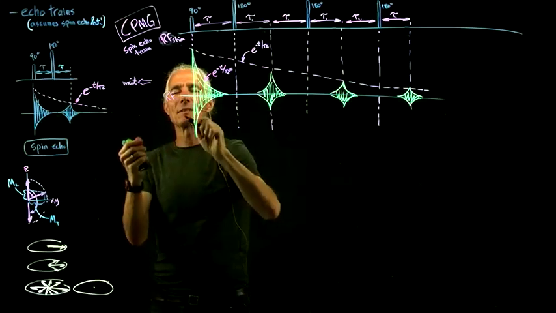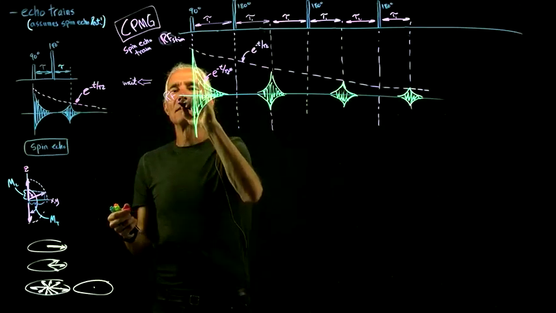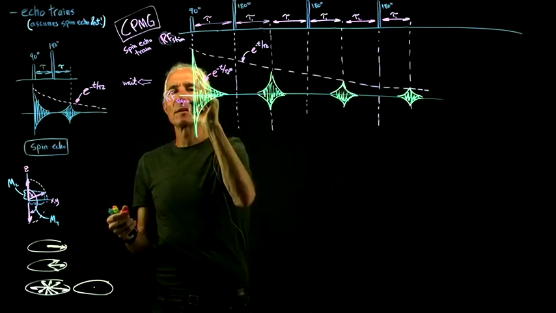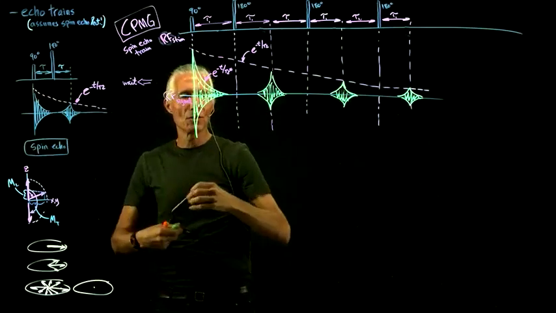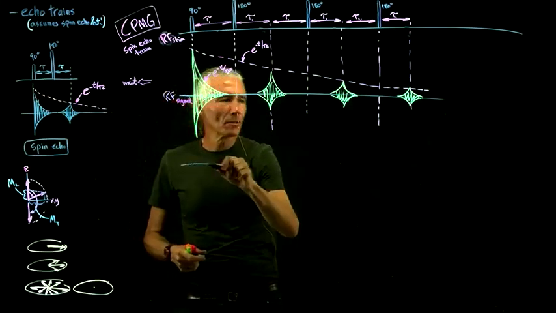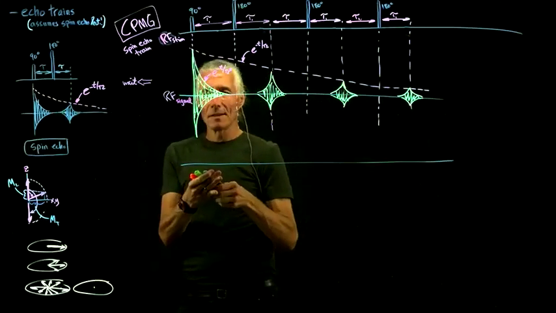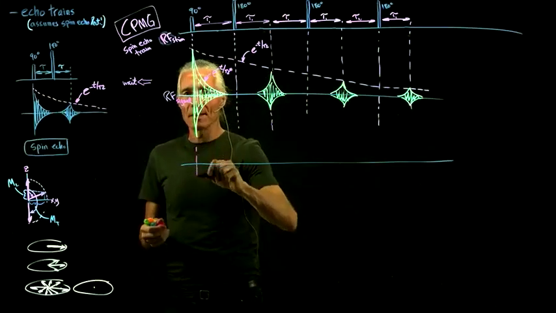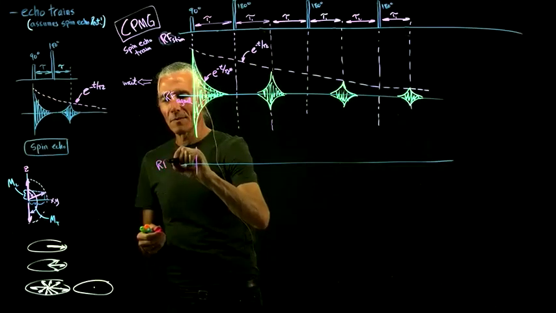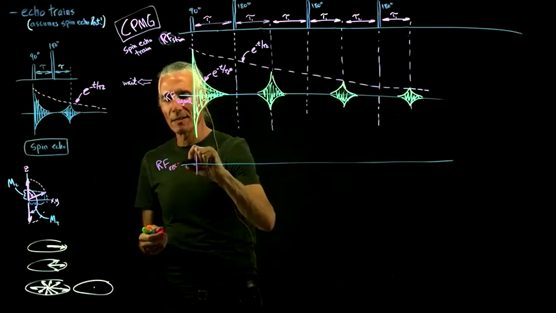You don't record the whole mess. So this is signal. What are we actually recording? Usually what we do is we just turn on the recorder just for the echo parts. So typically, this is RF, and this is record. This is what you actually save.